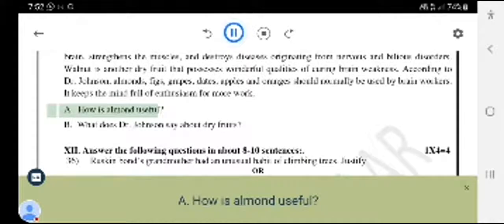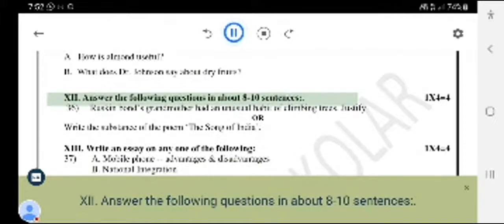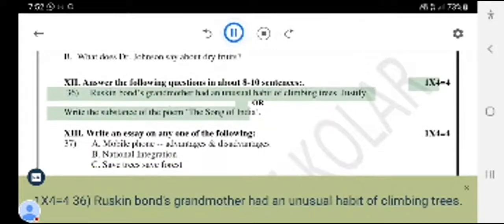A. How is almond useful? B. What does Dr. Johnson say about dry fruits? XII. Answer the following questions in about 8 to 10 sentences. 1x4=4. Ruskin Bond's grandmother had an unusual habit of climbing trees. Justify. Or. Write the substance of the poem, The Song of India.